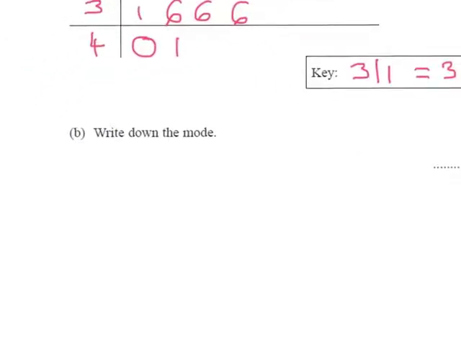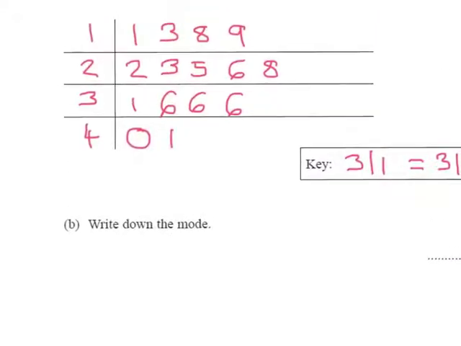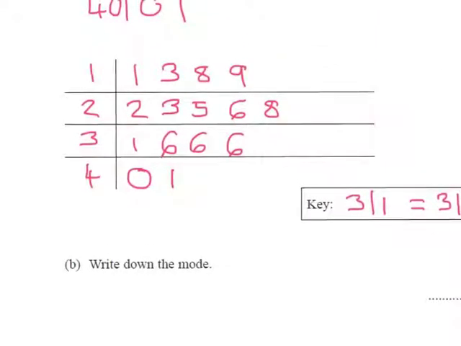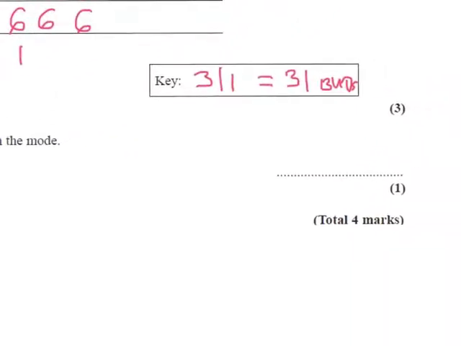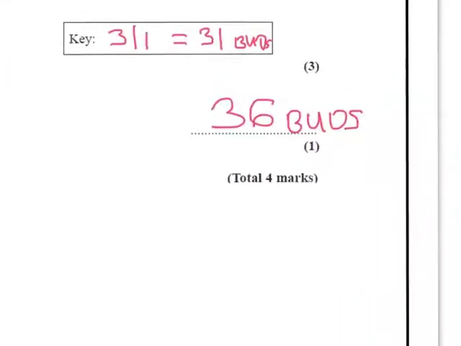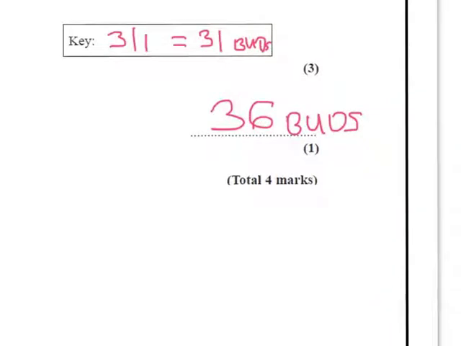Next thing we need to do is write down the mode. Well, we know that the mode is the most common value. So we just look at our stem and leaf diagram. We should be able to see clearly that the most common value is 36 because there are 3 6s there. Okay, so 36 would be our mode there. 36 buds again, if you like. You won't lose the marks if you don't write buds there, but being complete. That's that question done. Nice start to the paper.